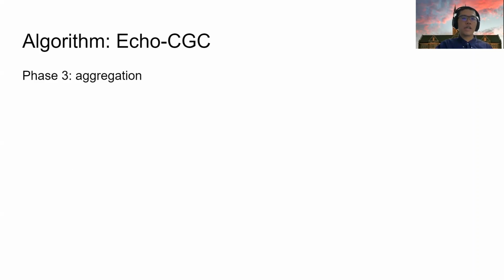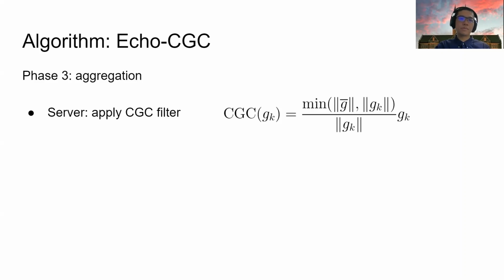In the final aggregation phase, the central server applies the comparative gradient clipping filter, the CGC filter, to all received gradients. Given a threshold gradient G bar, the CGC filter scales down the norm of a gradient G sub k to the norm of G bar if G sub k has a greater norm. Otherwise, it just keeps G unchanged.